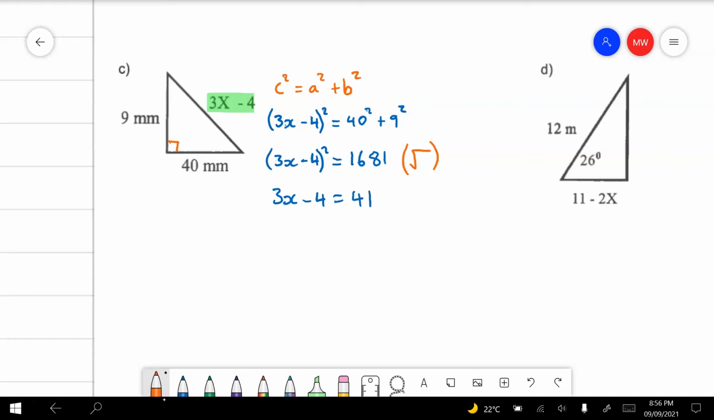And I'll start solving for x. Let's add 4 to both sides. So just balance method now. 3x will be 45. Divide by 3 both sides.